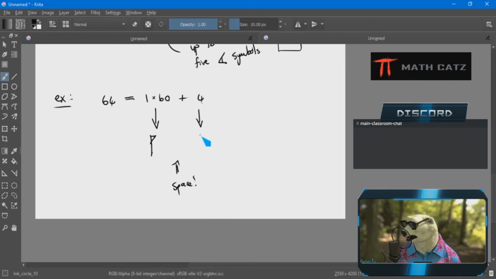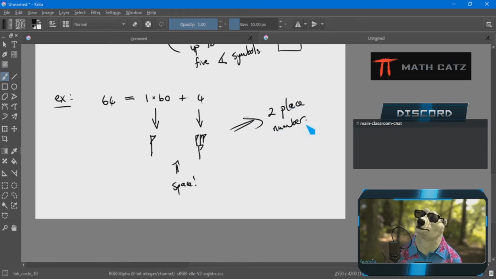space and then 4 ones. A clear space will indicate that this is a 2-place number. It has 2 places. The left place, the first, if you read left to right, is going to indicate how many groups of 60. And the second place, the next place down the line, is going to represent how many leftovers.